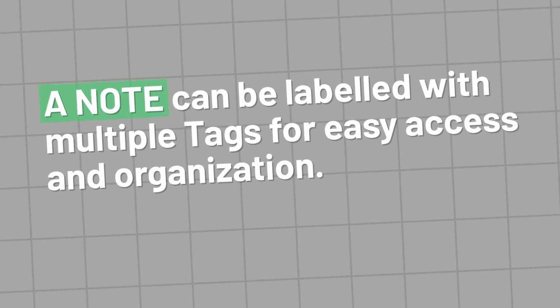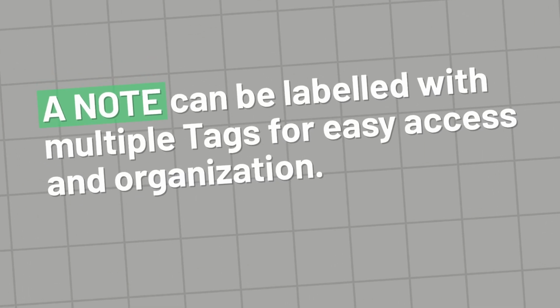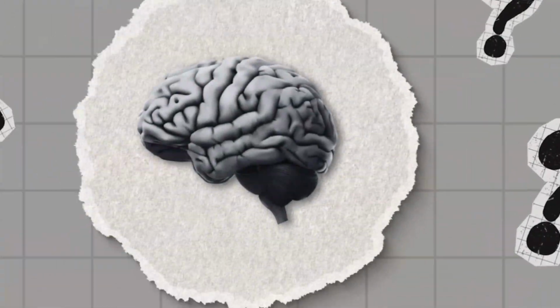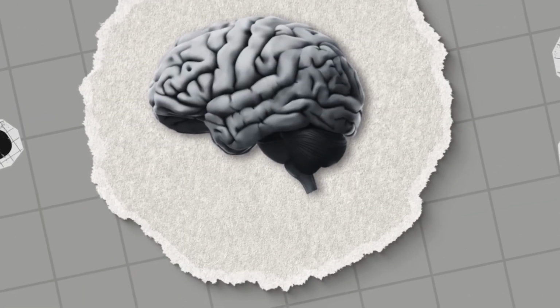That's where tags come in. Tags let you apply multiple labels to a note, so it can be found in different contexts. For example, you can tag a note with meeting notes and project information and retrieve it under either tag. This eliminates the headache of deciding where to store information.